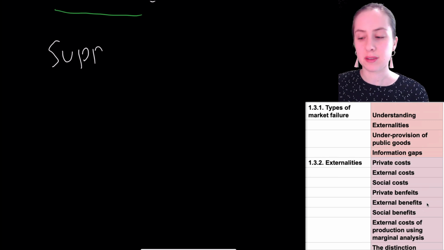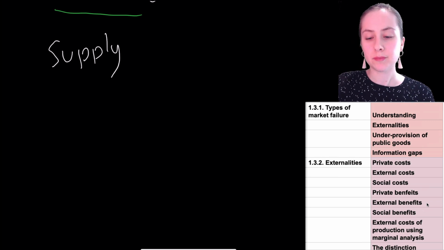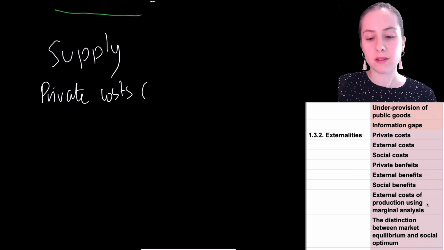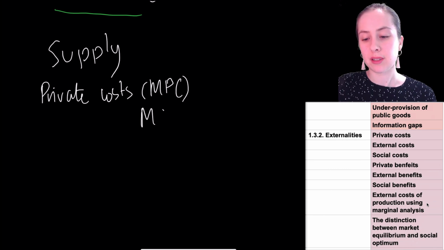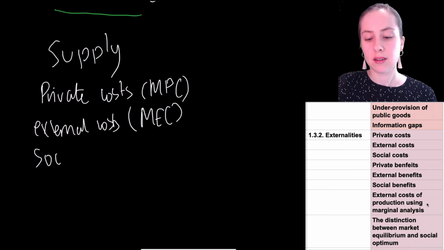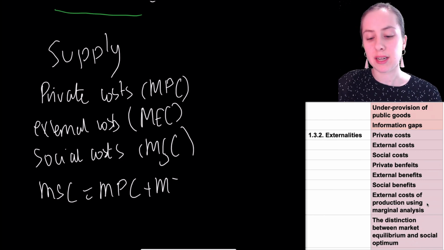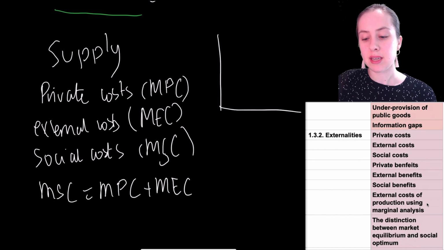Externalities are good fun. Here are some rules to simplify it. If you're dealing with supply, you are dealing with everything ending in costs. You are dealing with private costs, sometimes called MPC. You're dealing with external costs, called MEC. And you're dealing with social costs, MSC. And it's a cool equation, please have a go at remembering: MSC equals MPC plus MEC.